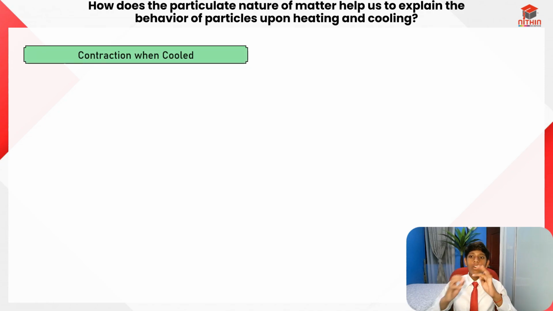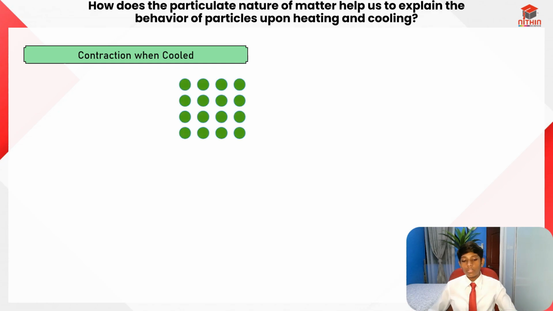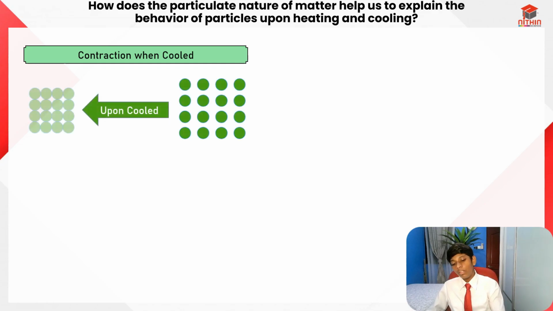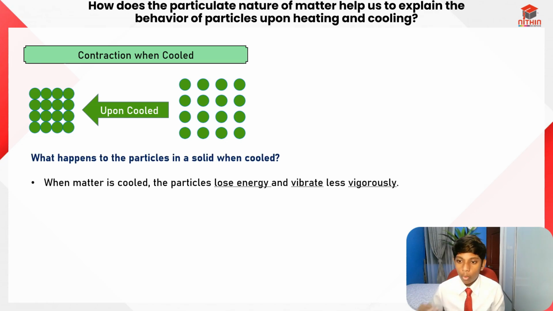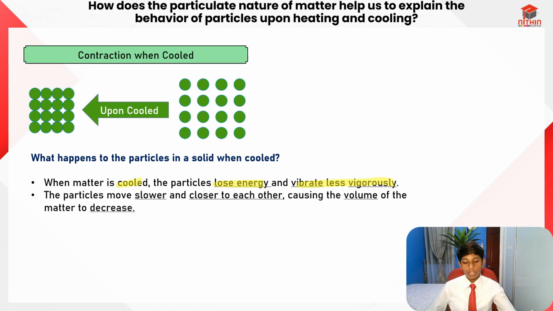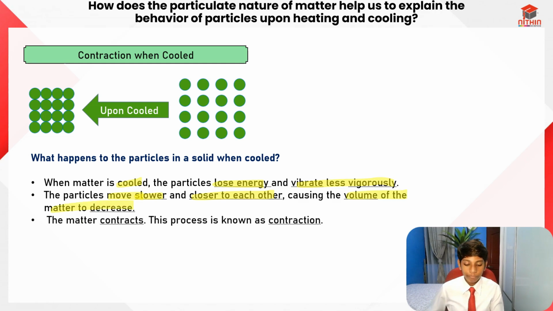Okay, next off, contraction. So contraction happens when cooled. From big, upon cooling, it becomes smaller. This is called contraction. So when matter is cooled, the particles lose energy and vibrate less vigorously. It's basically the opposite explanation of expansion when heated. So the particles move slower and closer to each other, causing the volume of the matter to decrease. The matter contracts. This process is known as contraction.